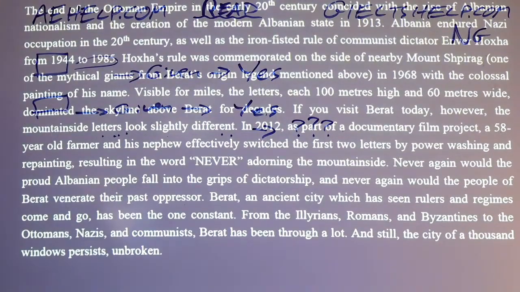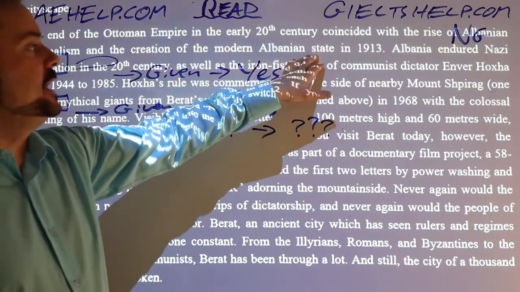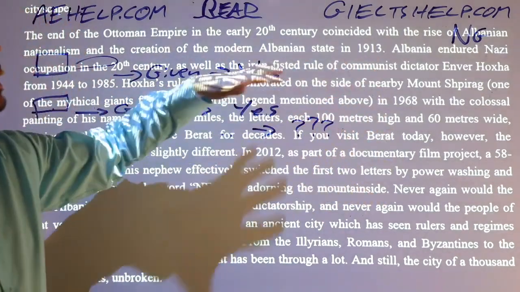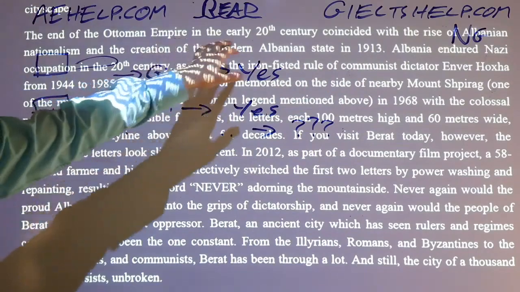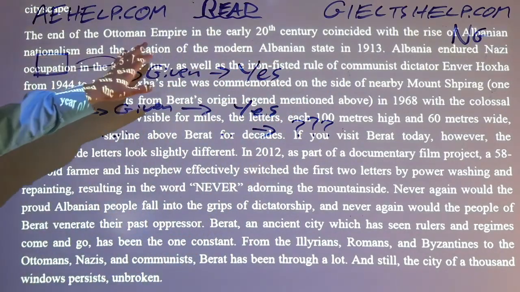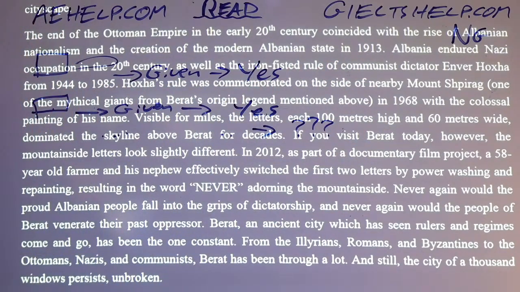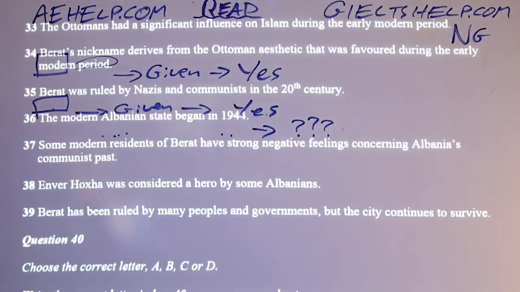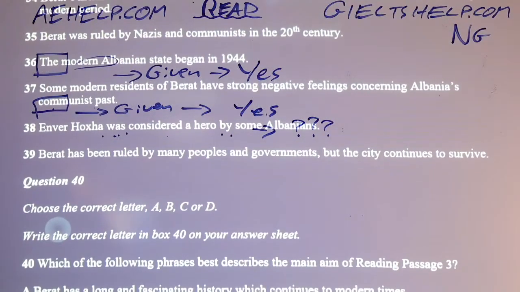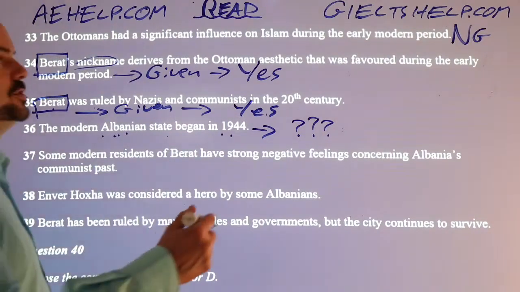Okay. So the creation of the modern Albanian state in 1913. Okay, so I had the wrong date, but it is in a different time. So the end of the Ottoman Empire, with the rise of the Albanian nationalism and the creation of the modern Albanian state in 1913. So the answer is still no. I would have just kind of gotten lucky on that one. But it's earlier. Right? So the answer here is no.